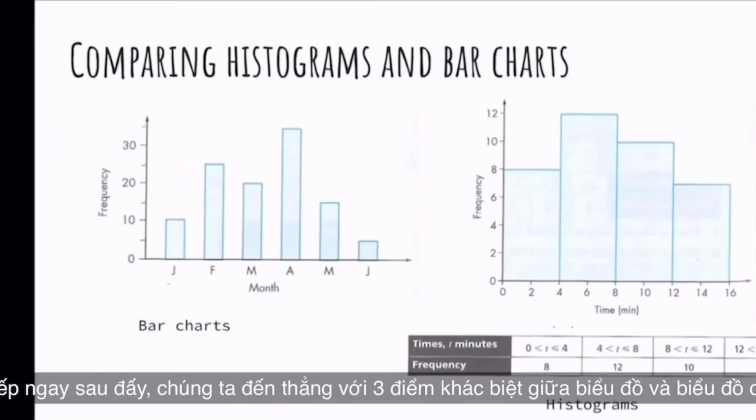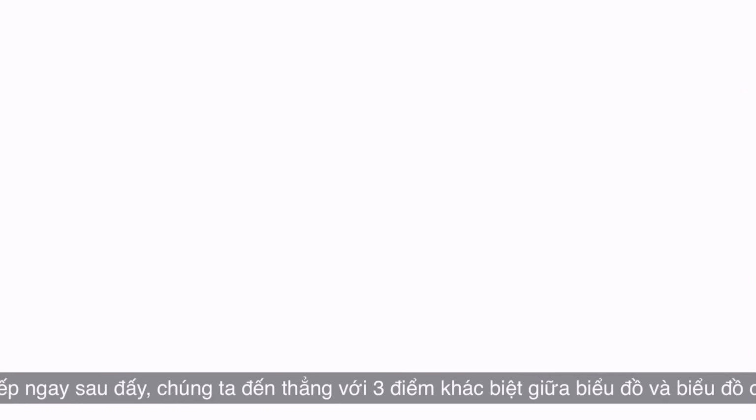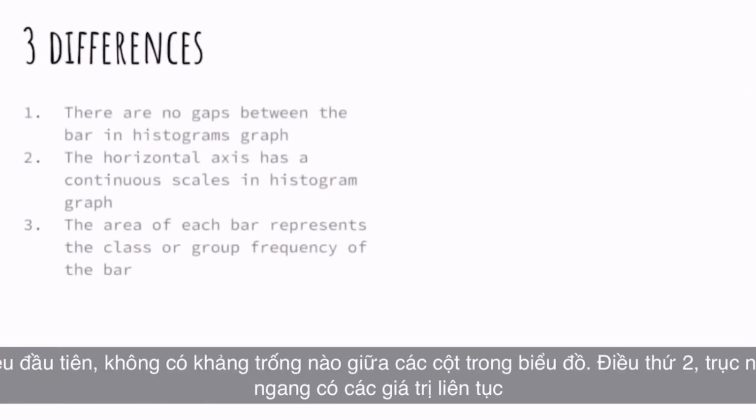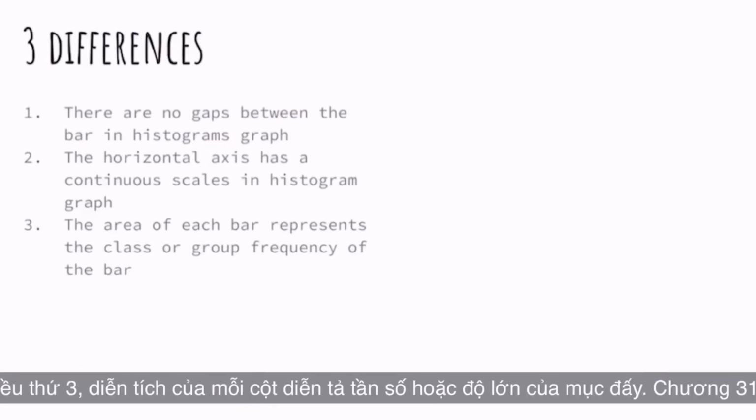Moving on, we'll go straight to the 3 differences between a histogram and a bar chart. The first one is there are no gaps between the bars in a histogram. The horizontal axis has a continuous scale in a histogram. The area of each bar represents the class or group frequency.